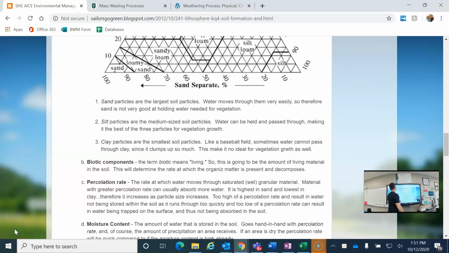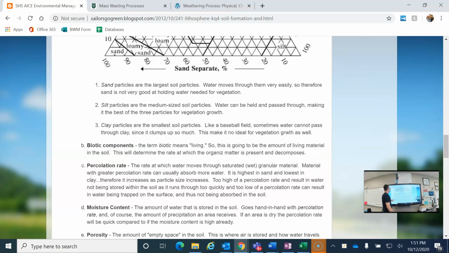So like I said, sand particles are the largest soil particles. Water moves through them very easily. Silt particles are medium sized. Water can be held and passed through, making it the best of the three particles for vegetation growth. And clay are the smallest, not good for vegetation growth, just like sand. Silt, you really want silt to grow vegetation.